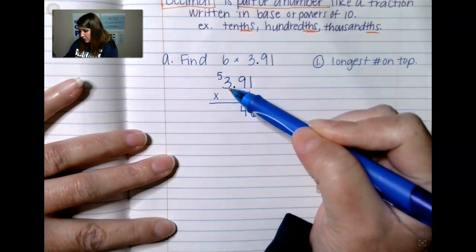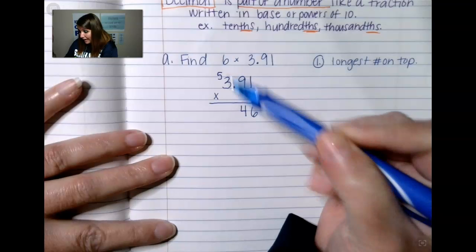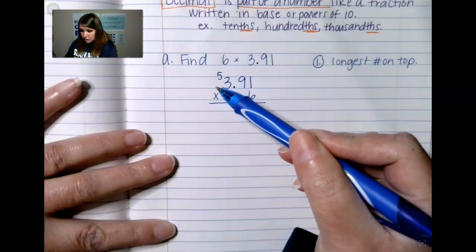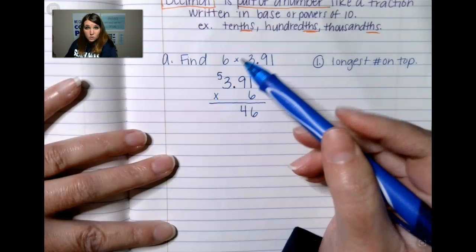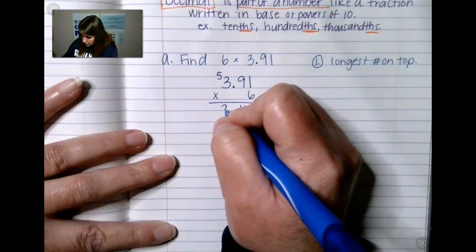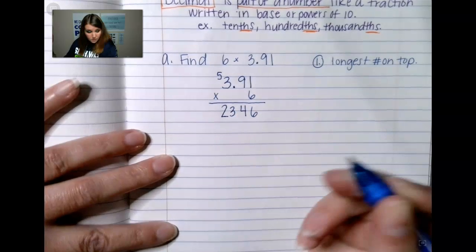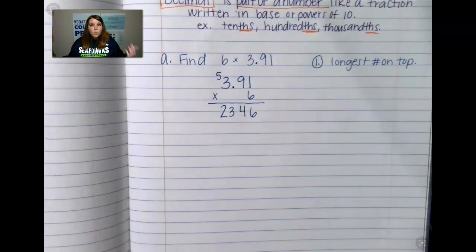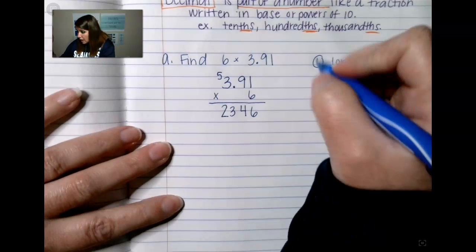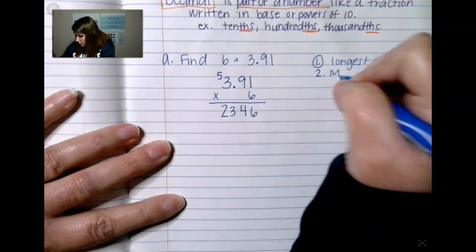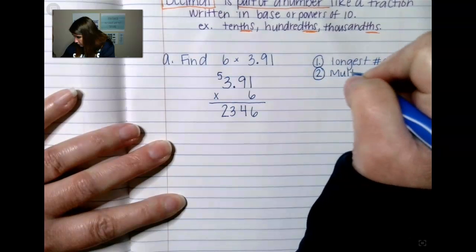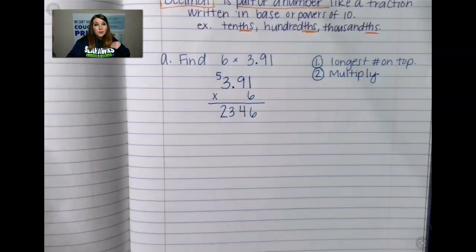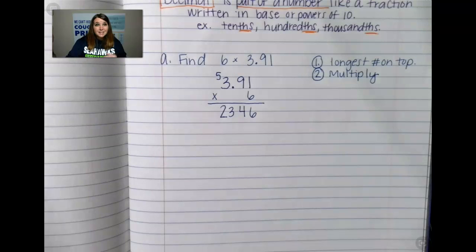Now I have 6 times 3, which is 18, and 18 plus 5: I know that 18 plus 2 gets me to 20, and 3 more is 23. So now I have this really big answer of 2346. Where is the decimal? Let's talk about that. Step 2, we multiply. Step 3, we find out where the decimal goes.